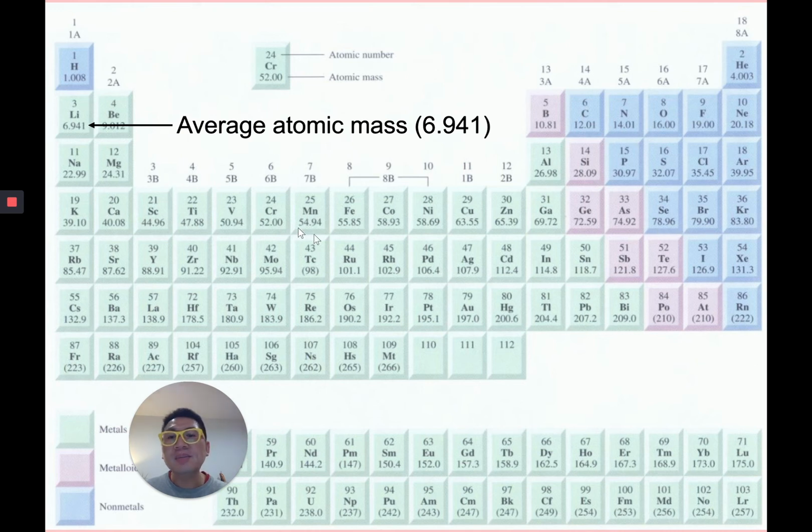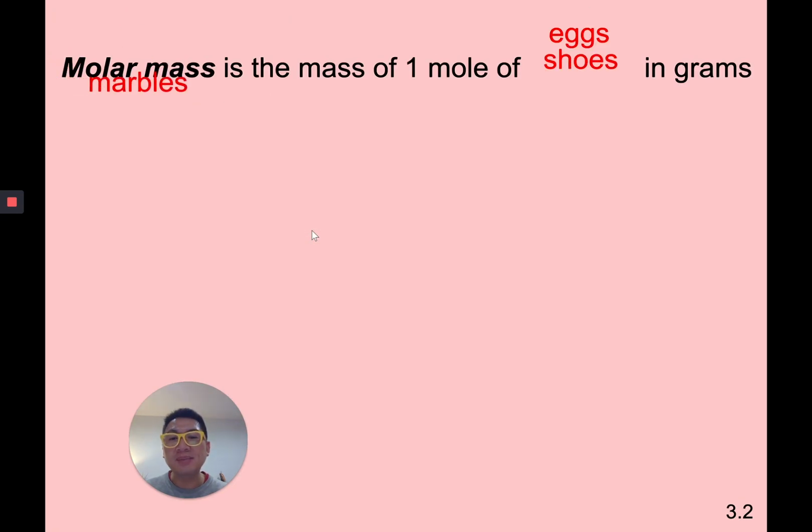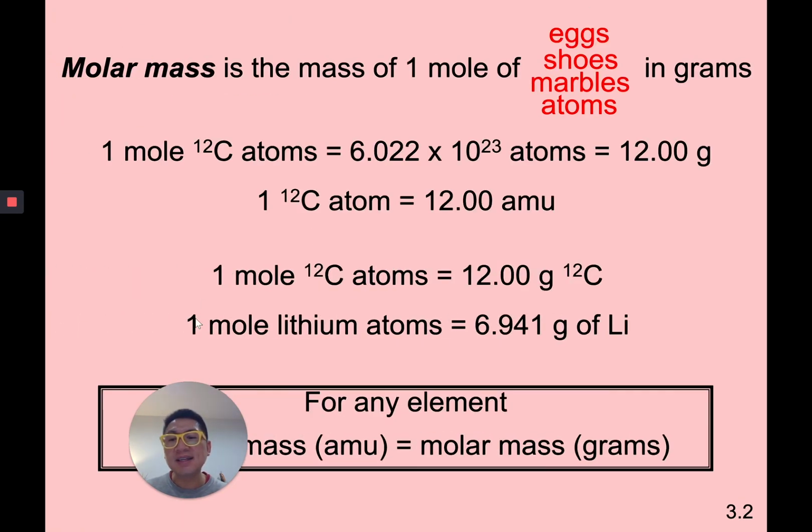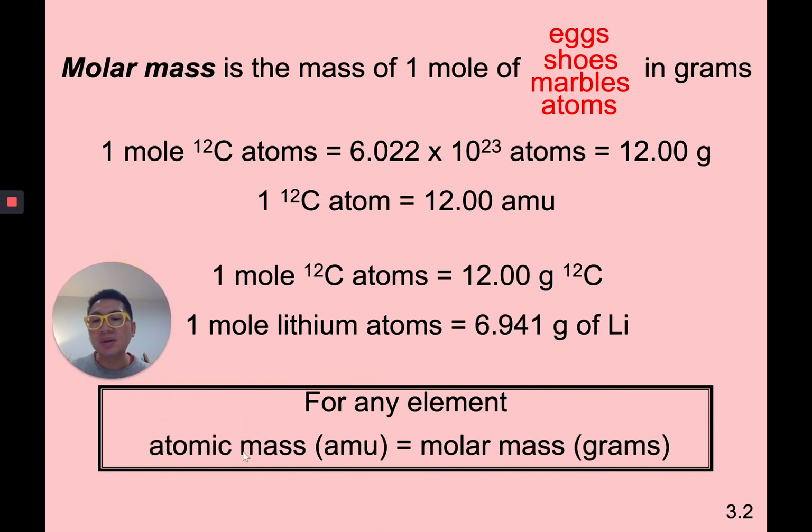So these numbers, if you just talk about a single atom of them, it weighs that in AMUs. But once you have a mole of them, that is the same thing in grams. The atomic mass is its molar mass. 1 atom might weigh 12.01 AMUs. Its molar mass would be 12.01 grams.